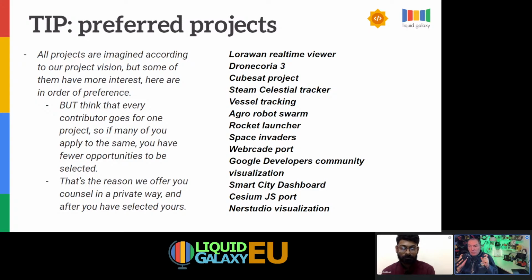But we have some preferences, and those preferences listed here are not in any order. They don't have any order, but at least those are not the 27. I don't know how many there are here. 2, 4, 6, 10, 12, 14, 16. I think there are 17. That's 10 less than the main content. So those are projects that we are especially interested in developing this year.